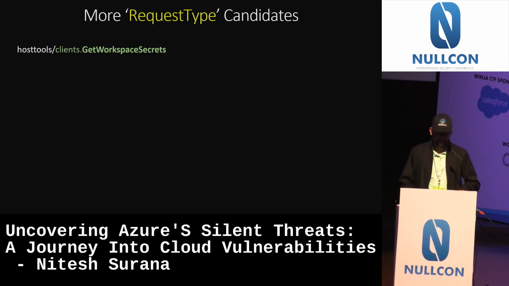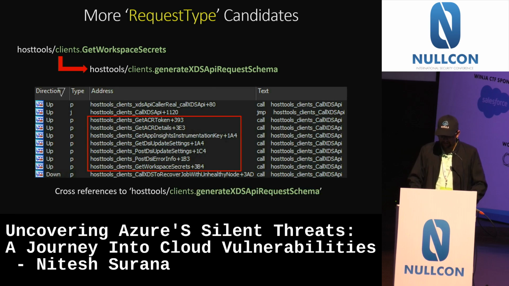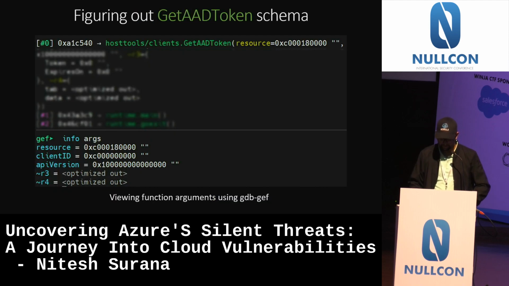So the get workspace secrets function calls another function that is called generate XDS API request schema. So the idea was to look at all the cross references to this function, and maybe we can find some more candidates instead of just get workspace info or get workspace secrets. And that is where we stumbled upon a function called get AAD token. AAD token, that tingles a lot of spidey senses.